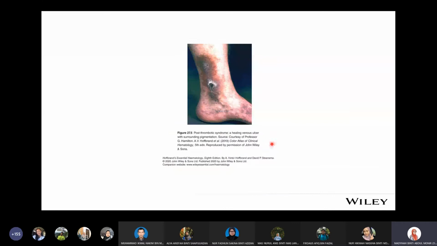So this is another picture. This is what we call a venous ulcer. You can see the surrounding area, there is hyperpigmentation. This can happen to patients who develop DVT.